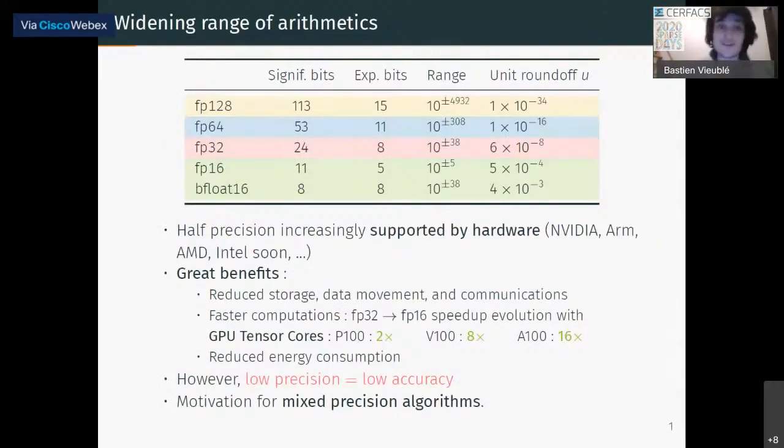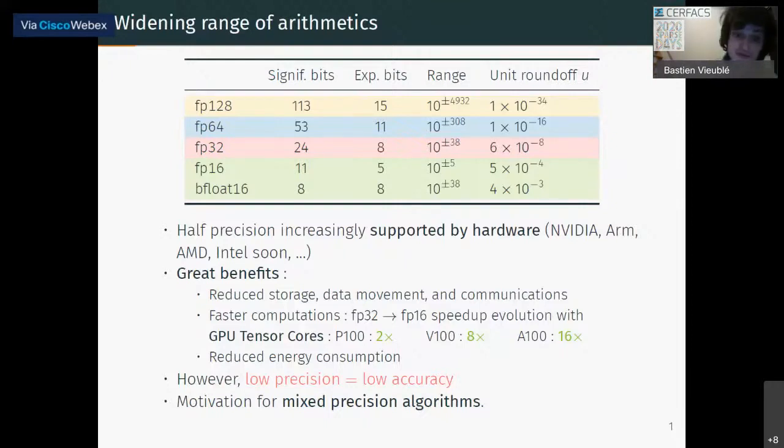In today's computers, we have access to a wide range of arithmetic precisions. It goes from half precision to single, double, and even quad precision. And they all use a different number of bits to encode their floating point numbers. Of course, the higher the number of bits, the higher the range can be, and the more precise the unit round-off can be. In particular, low arithmetic precisions, such as half precision, are increasingly supported by hardware. They are already present on accelerators, such as GPUs, but they are also coming on CPUs.